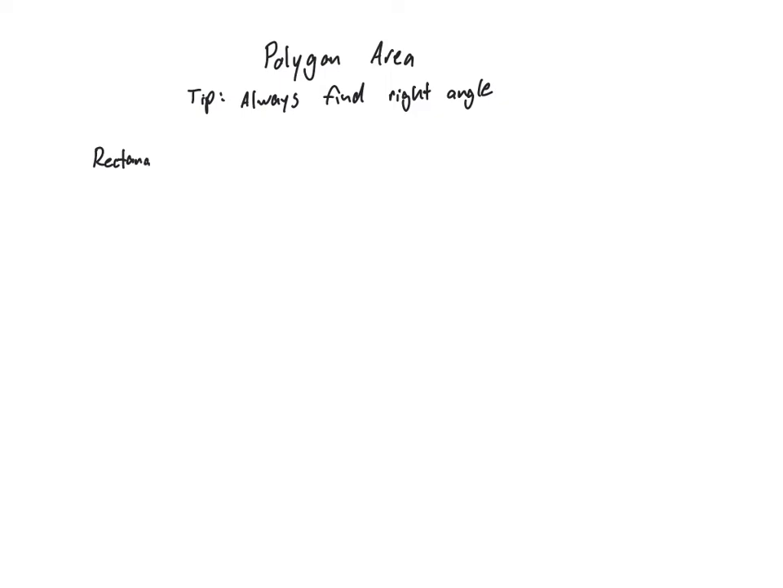A rectangle we know has 4 right angles, so that's the easiest. We can use any of the 4 right angles. Let's say our rectangle is 3 by 4. Our formula for this is just length times width, or base times height for a rectangle, because a rectangle is a parallelogram. Alright, so it's just 3 times 4, which would give us 12, and it would be square units.